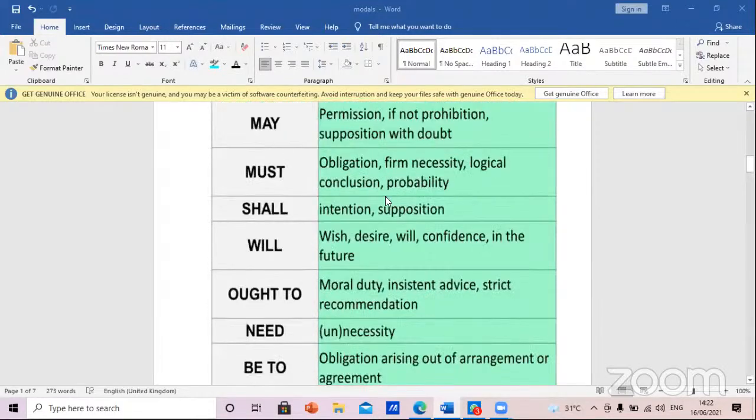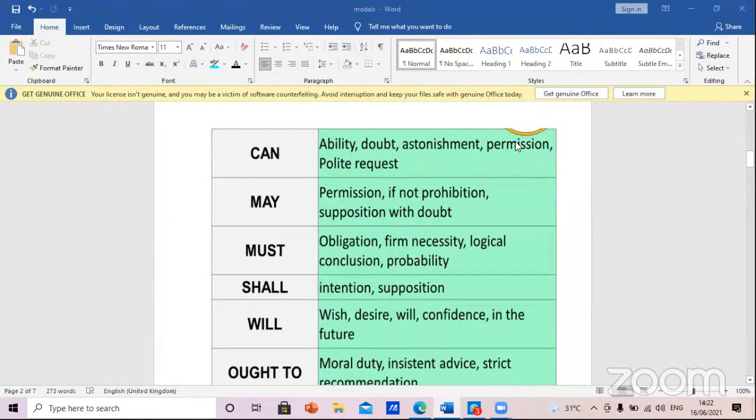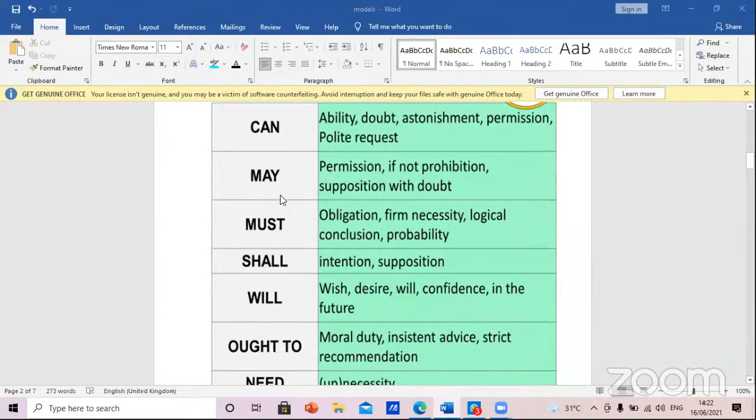Can: ability, or to get permission. May is also used to get permission and to talk about probability. The word probability is in the English textbook. Probability means it may happen, or it may not. Past tense of can is could. Past tense of may is might. And must, obligation.